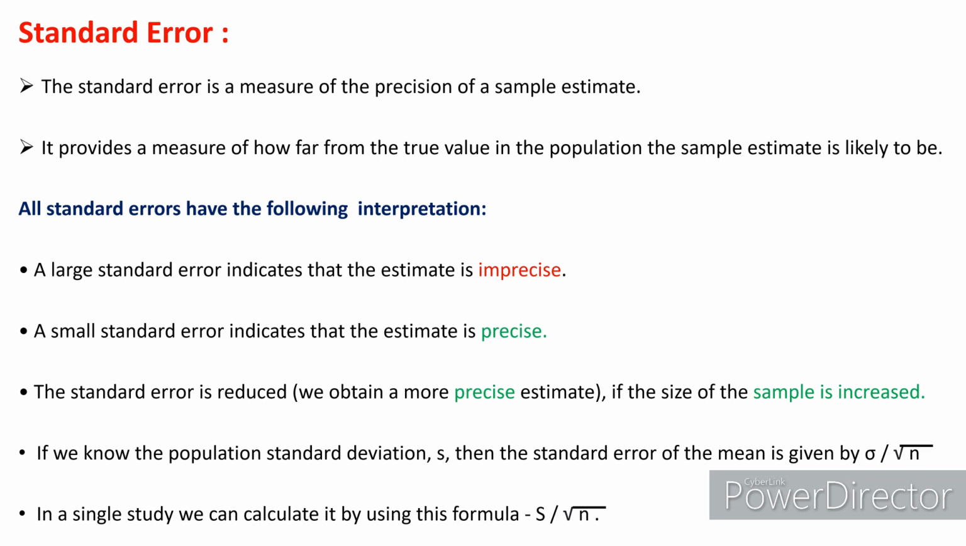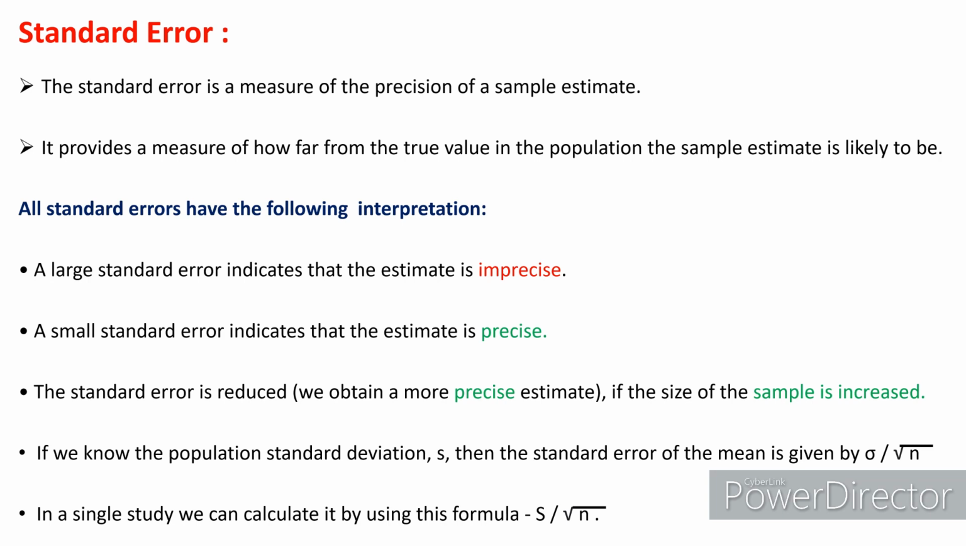So all standard errors have the following interpretations. Let's look into them. A large standard error indicates that the estimate is imprecise. A small standard error indicates that the estimate is precise. The standard error is reduced so that we obtain a more precise estimate if the sample size is increased. It is very important. If the sample size is increased, the standard error is reduced so that we obtain a more precise estimate.